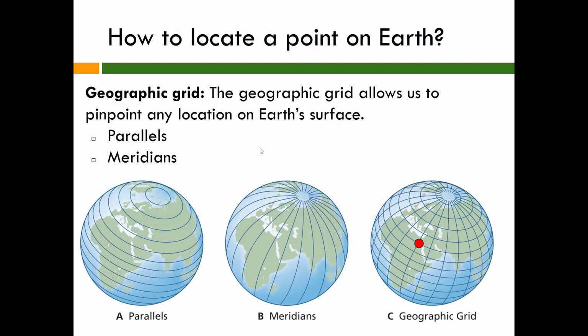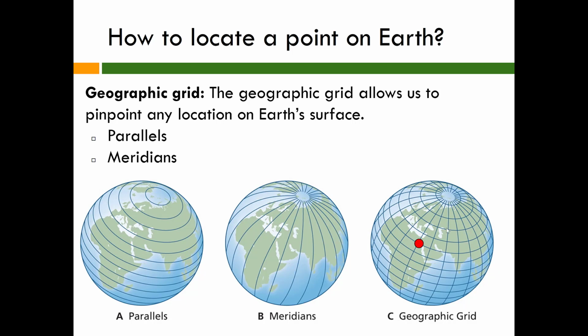And then on this globe, the number one thing we need to do is to locate a certain location. We locate a point. For example, I want you to study the Red Sea, or some place in Egypt, the pyramids. Where is it? You say, oh, I can give you the longitude and latitude. How do you define longitude and latitude? That is our geographic grid.